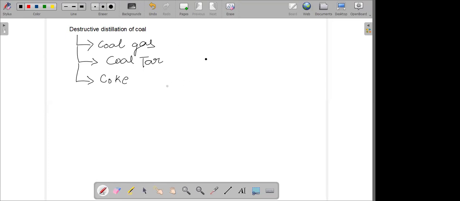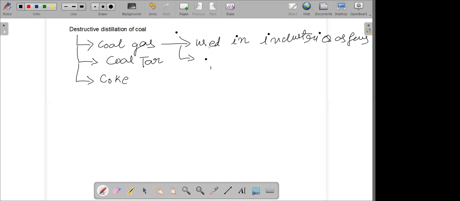Sir, extraction of steel. No, coal gas is not used for the extraction of steel. It is used in industries as fuel, and for street lights. Sir, how is it used in street lights? I'm just telling you. Industries as fuel. It is also used for heating purposes.